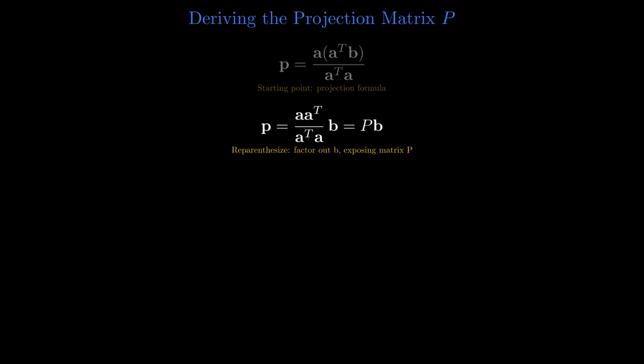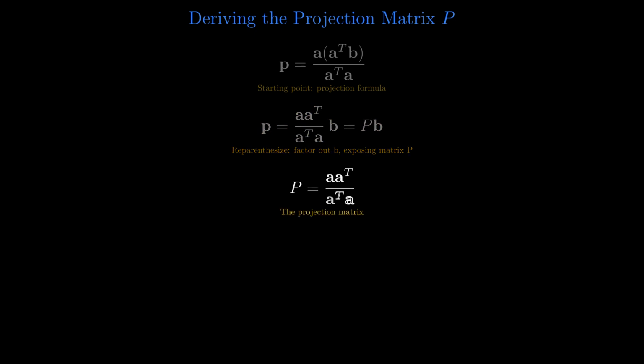We have the projection formula. Now we can pull B out and expose the matrix. Start with P equals A times A transpose B over A transpose A. Now reparenthesize. P equals the quantity A transpose over A transpose A times B.